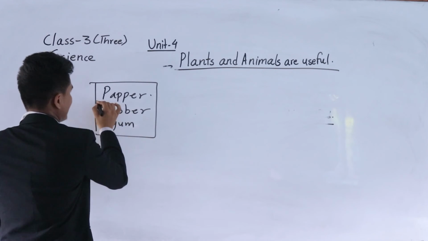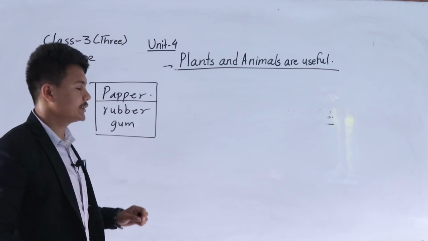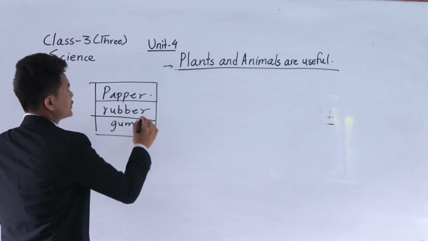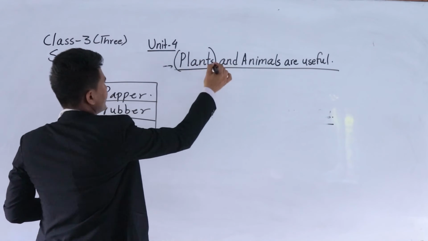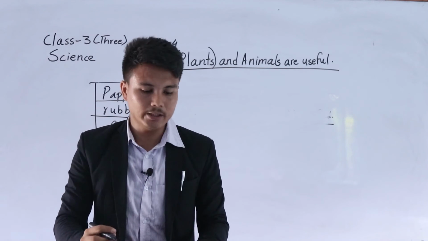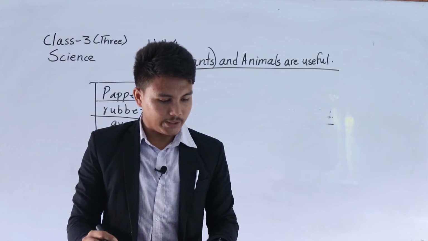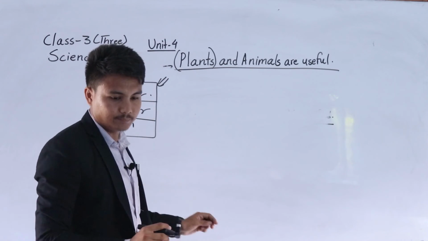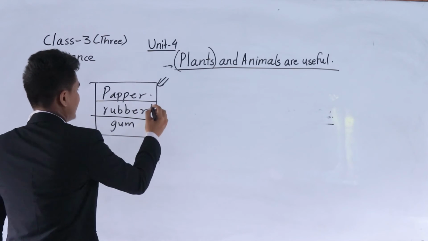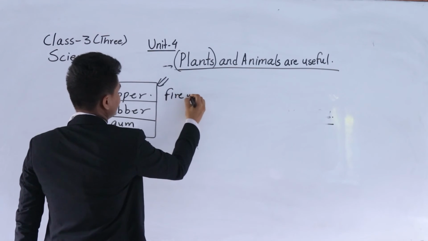The paper where we write is also a plant product. Rubber and gum are also plant products. So plants not only give us food, they also give other essential materials for our life. For example, we get lots of things from plants, such as fodder and firewood.